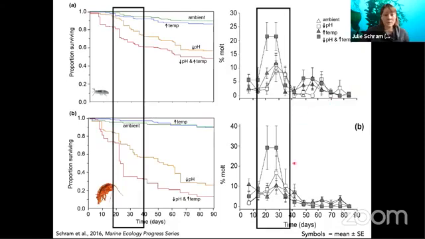So it appears that the survivability of this molt is pretty critical, but if they were able to survive, they looked similar in their biochemical composition and growth rates.